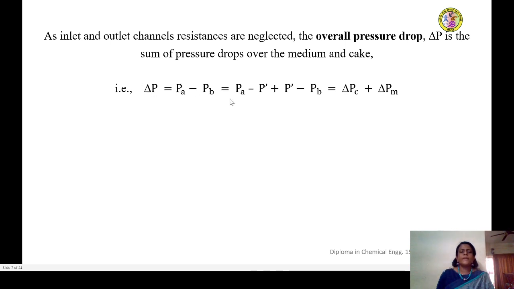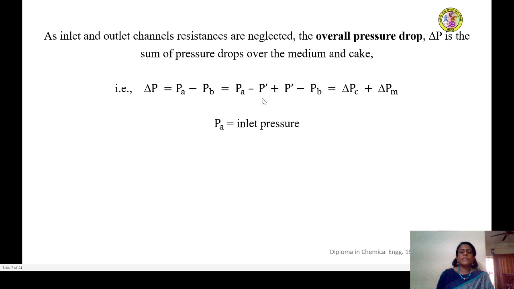Now we can add and subtract a term to this equation on the right hand side. We can just add P dash and subtract P dash. If you write the equation like this, that P dash is nothing but the pressure at the interface between the cake and the filter medium. So now PA minus P dash will be the pressure drop across the cake, then P dash minus PB will become the pressure drop across the filter medium. This difference is taken as delta PC, that is the pressure drop over the cake, and this difference is the pressure drop over the filter medium.